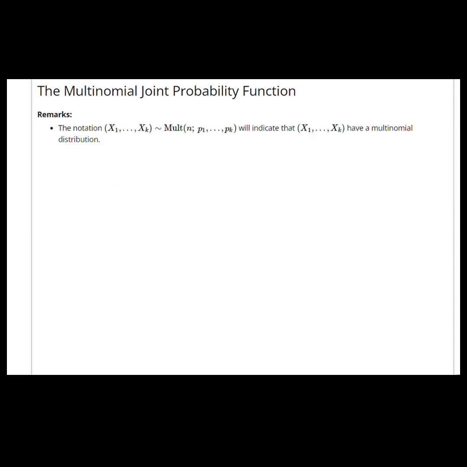We'll sometimes shorten the statement that this vector has a multinomial distribution to: x1 up to xk is Mult(n, p1 up to pk). And it's not hard to check that if you add over all possible values of x1 up to xk, the sum of those probabilities is 1. This is a consequence, in fact, of the multinomial identity that appears at the bottom of this slide.